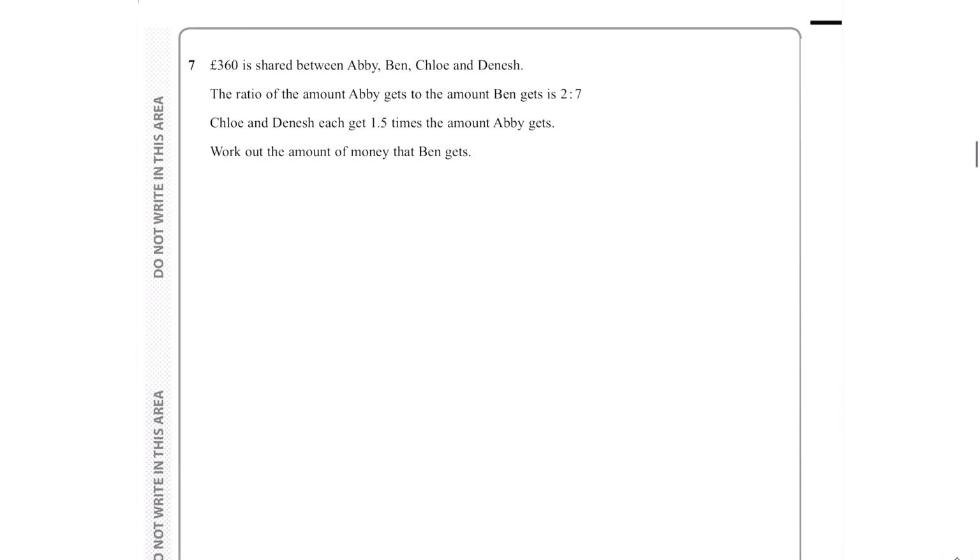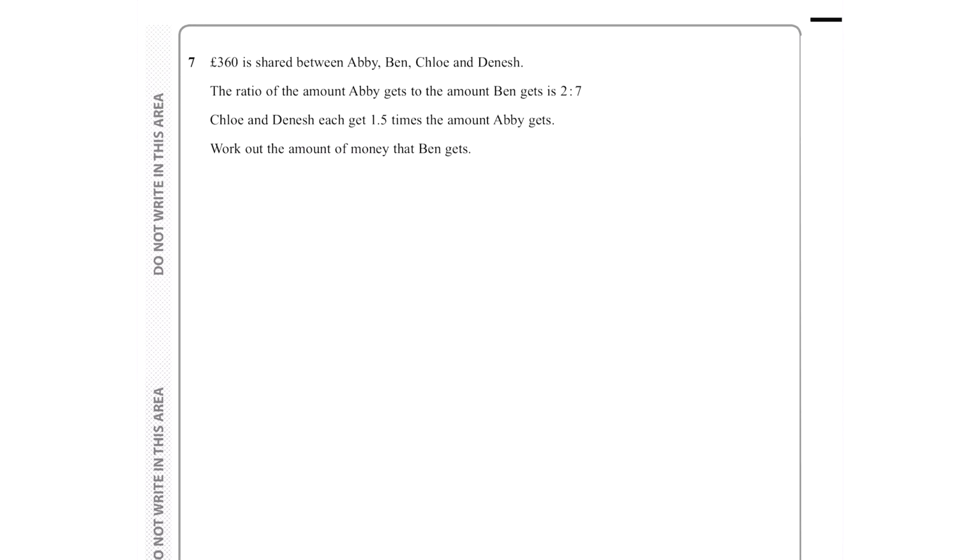This is question 7. So 360 pounds is shared between 4 people. The ratio of the amount Abby gets to the amount Ben gets is 2 to 7. Chloe and Dinesh get 1.5 times the amount Abby gets. Work out the amount of money Ben gets.